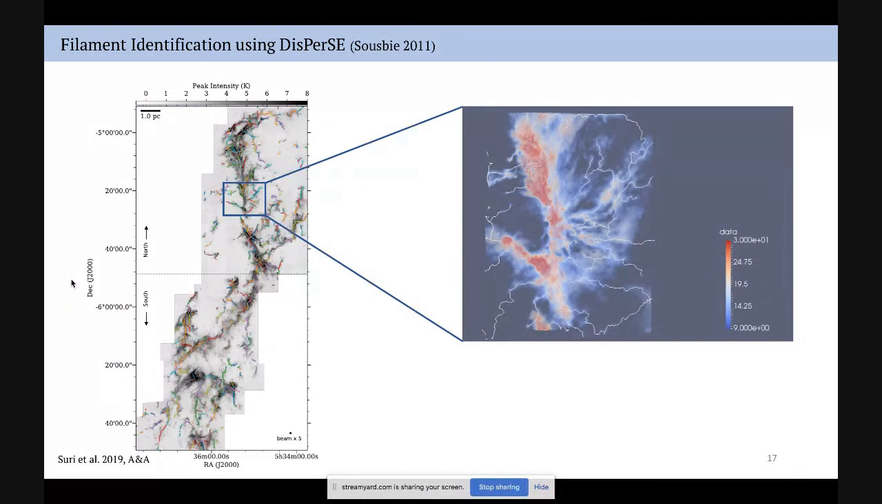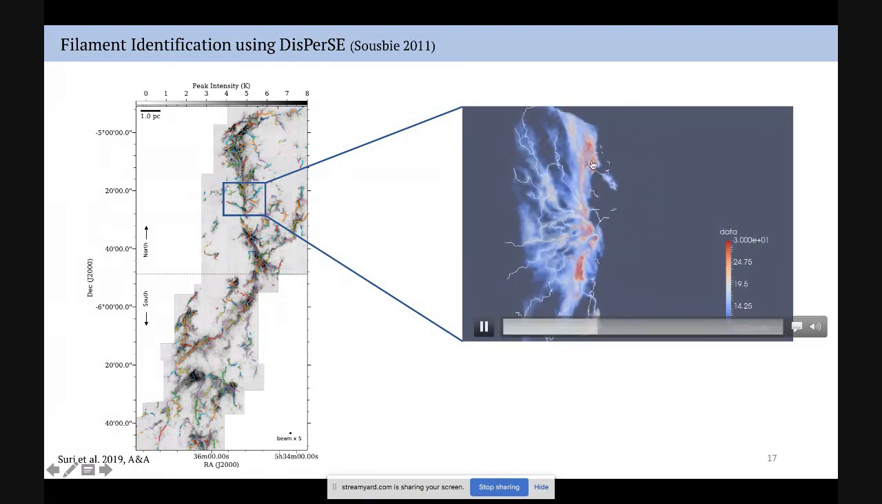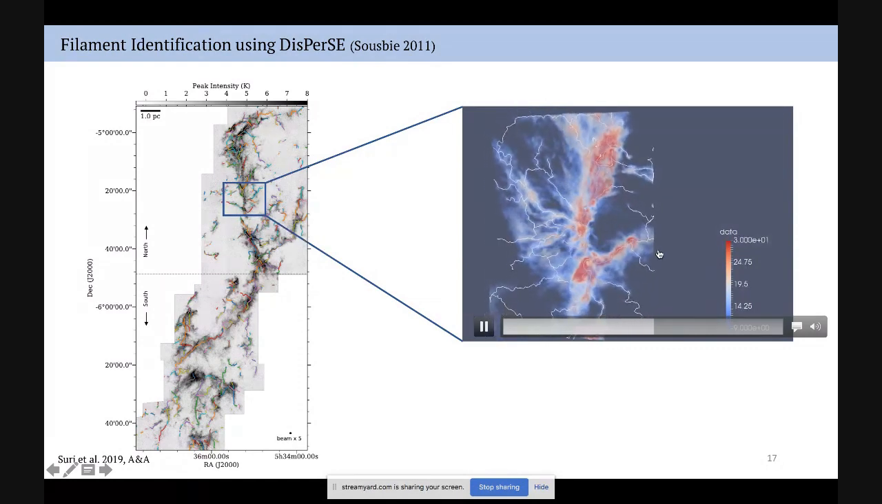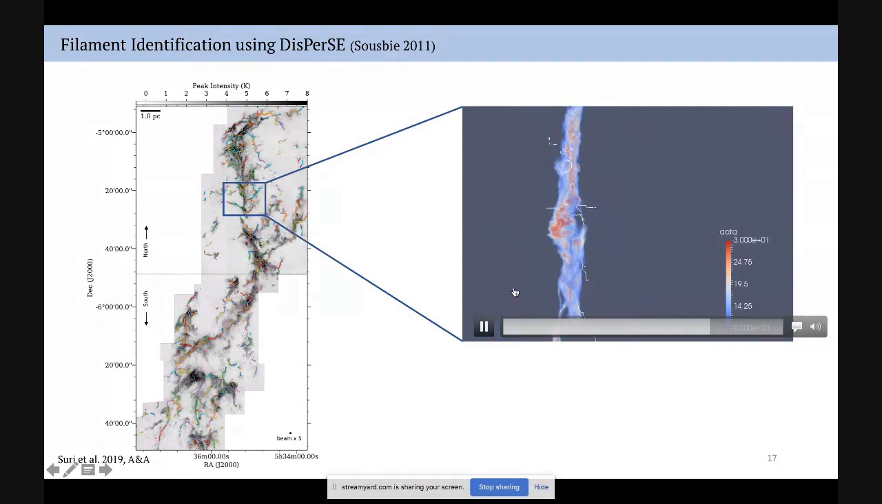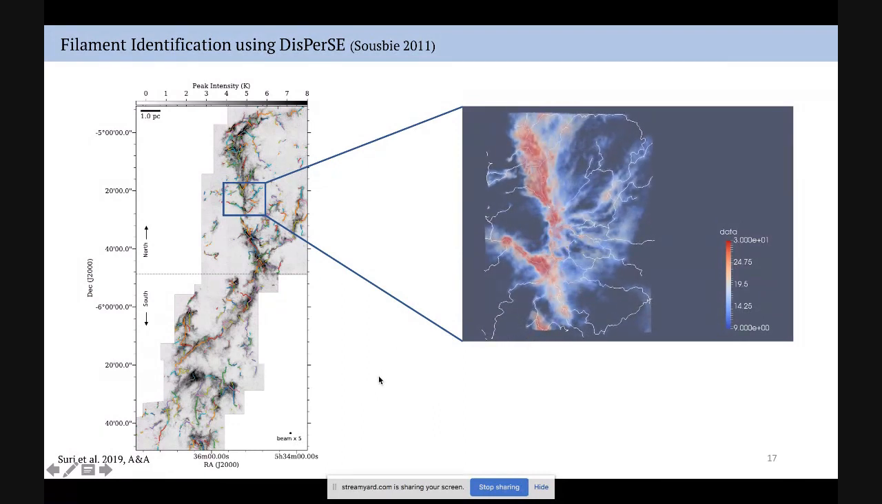In order to work on the filaments, I first needed to identify the filaments. And for this, I know some of you really hate DisPerSE, but I use DisPerSE. So this little movie, I hope you can see it, shows a zoom into the OMC1 region. The third dimension here is the velocity, coming up again, overlaid with the identified filaments. So we identify a few hundred filaments, both in the northern and southern part of Orion A.